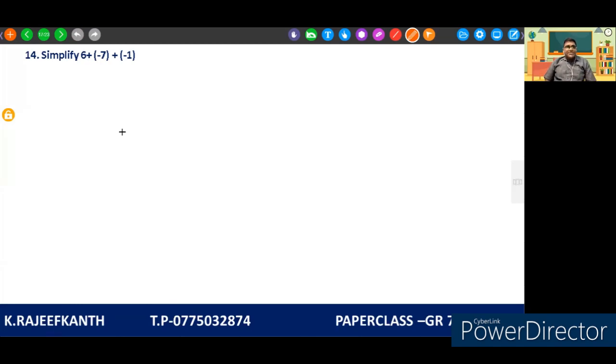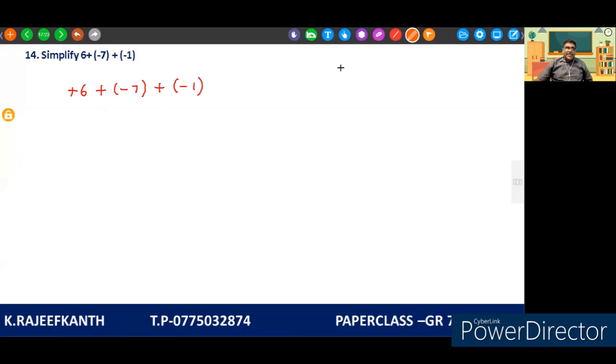Then question number 14, simplify: 6 plus -7 plus -1. Here there are three numbers with five signs, right? Here this is also plus, right? There are three numbers only, but we have five signs. So we have to reduce two signs.